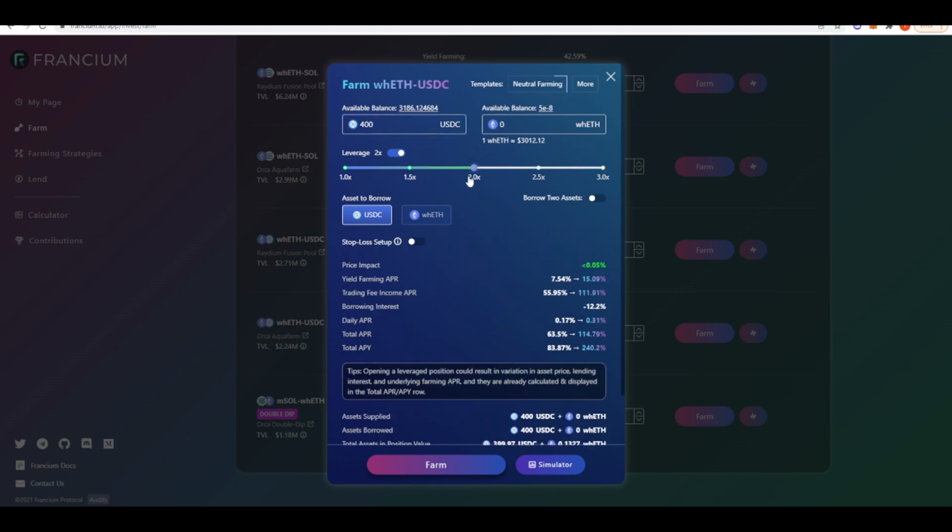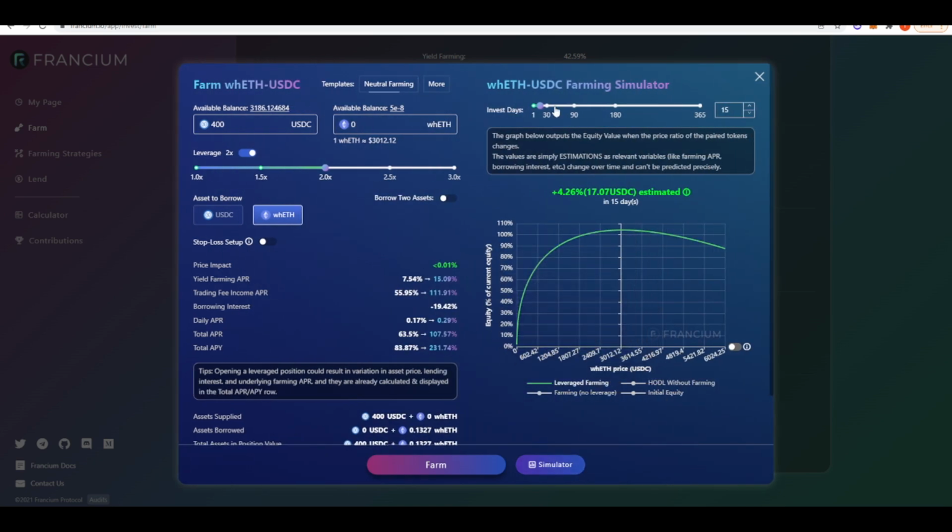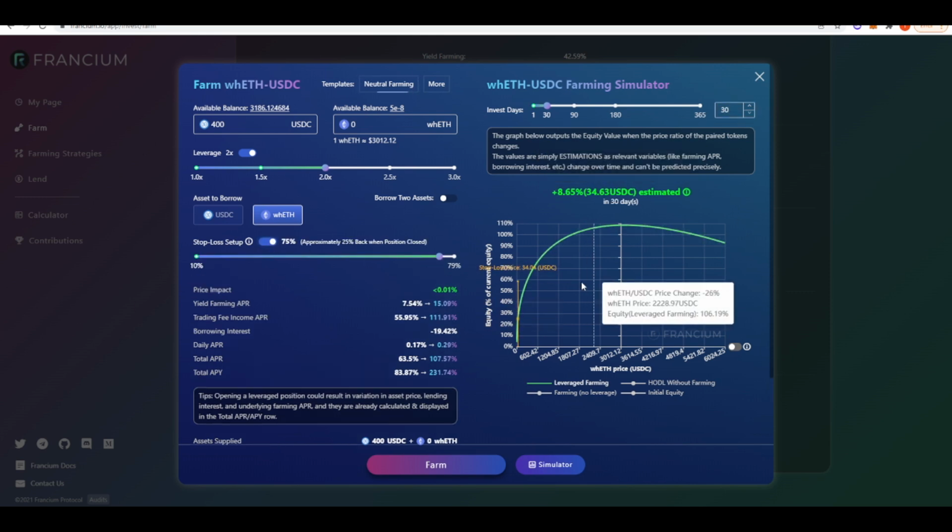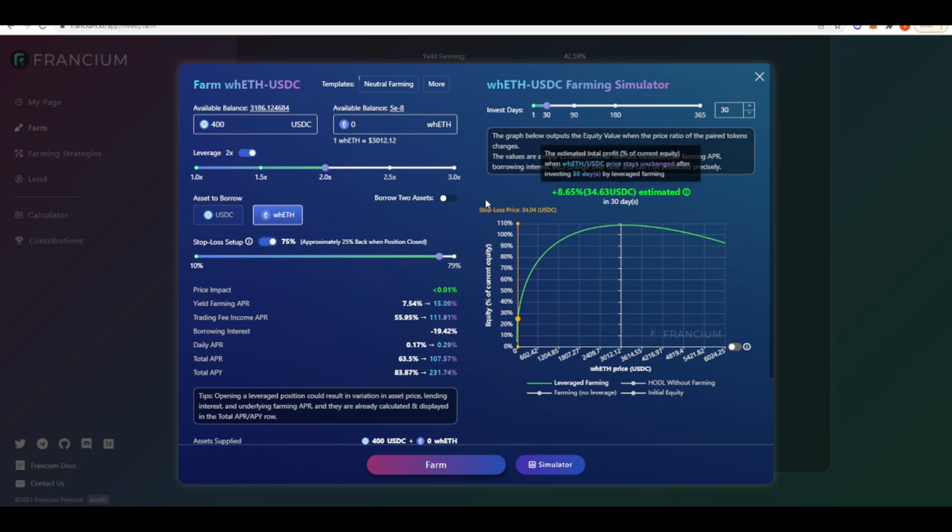So we set the leverage to 2x and then the asset to borrow to wormhole ETH, and then there you go, you've got it set up. If you click on the simulator, you want to make sure that you've got it set up correctly, and this is what it's going to look like. And if you add stop losses to it, this is where your stop loss is going to be. So you go ahead and press farm, and you can go ahead and actually open that position.